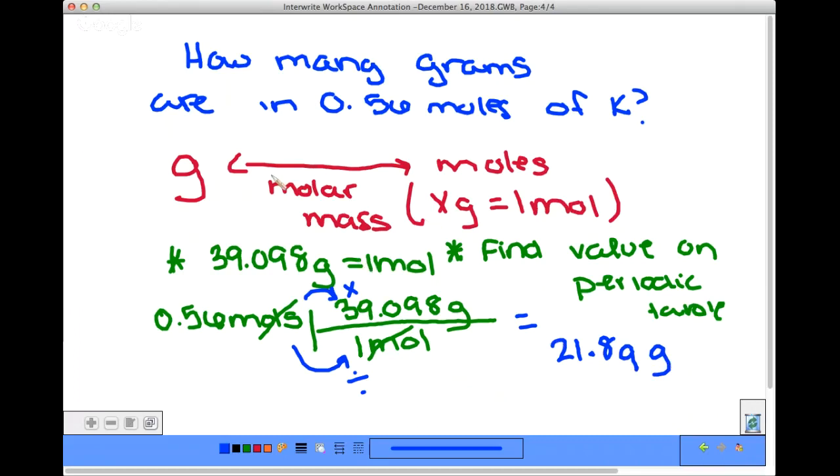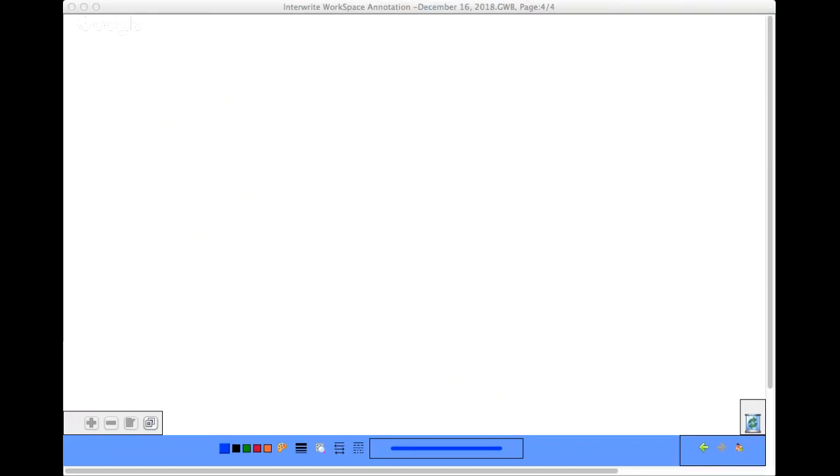So definitely remember how to do these conversions, making sure that you are looking at the periodic table to find that value, and you're also plugging it in so that your units cancel out. All right.